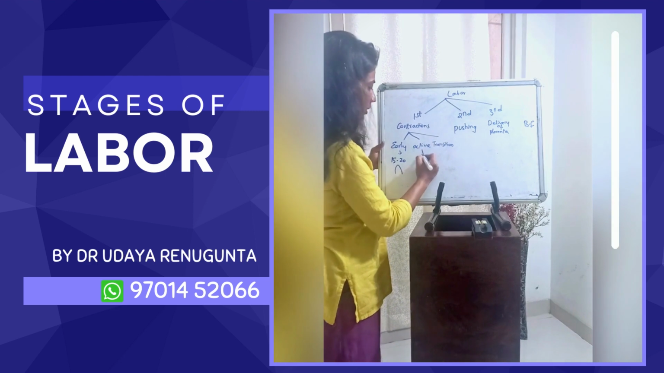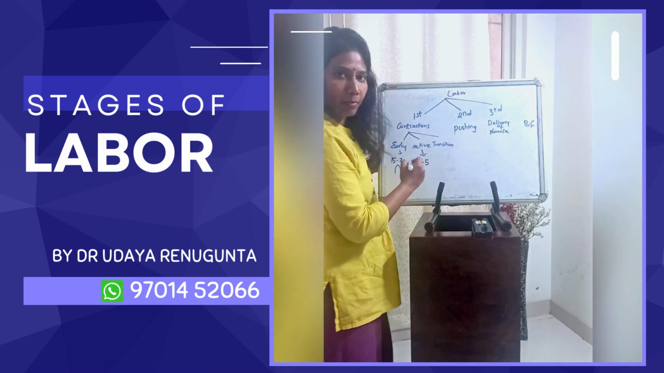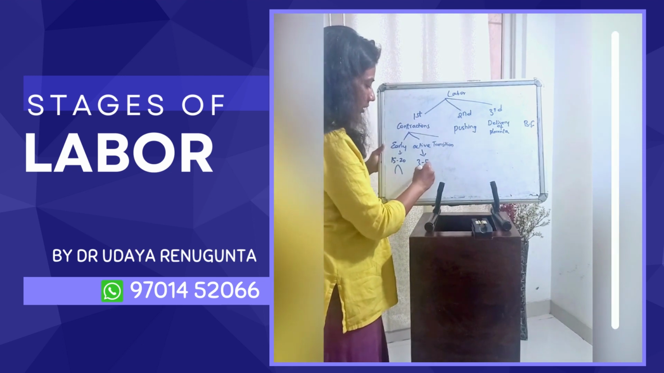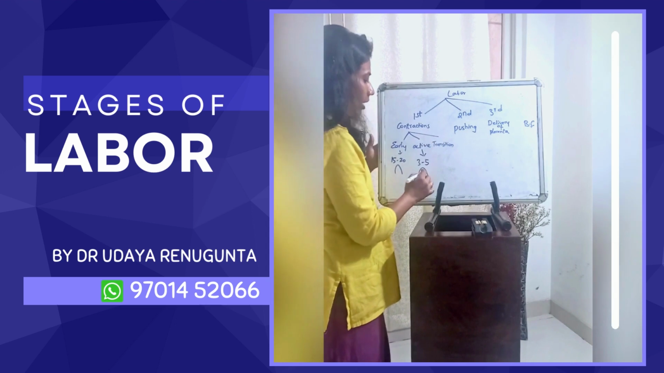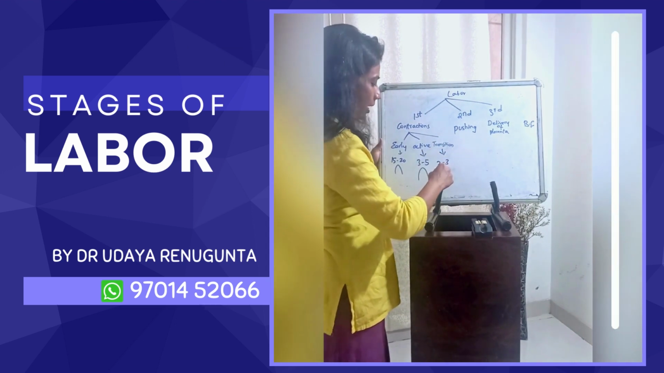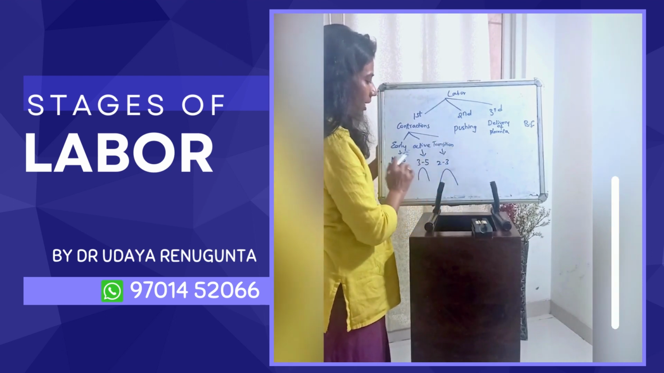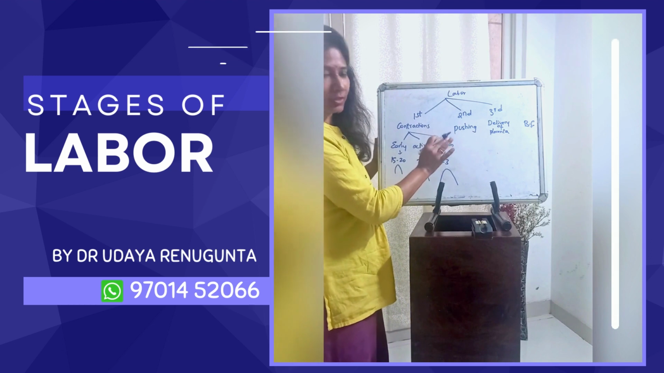As the labor is progressing, when the contractions become 3 to 5 minutes apart and 1 minute long, that indicates active labor. When the contractions become 2 to 3 minutes apart and 1.5 minutes long, that indicates transition. This is how the labor will progress.